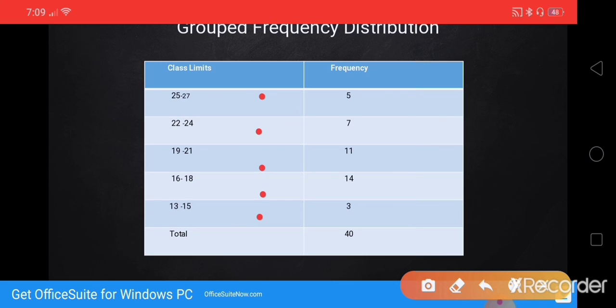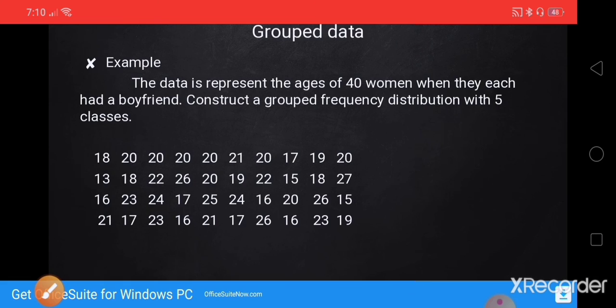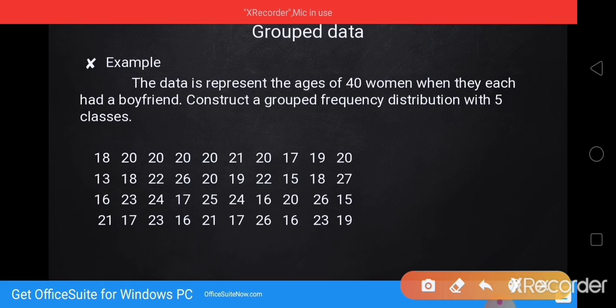For example, how to distribute a group frequency distribution. In 13 to 15, there are 3 frequency. Let's find the frequency for 13 to 15. There are 1, 2, 3. That is the frequency for 13 to 15.